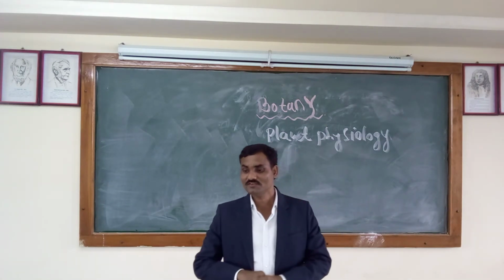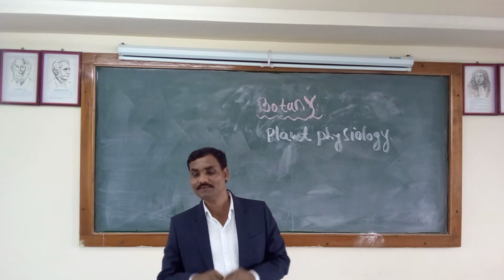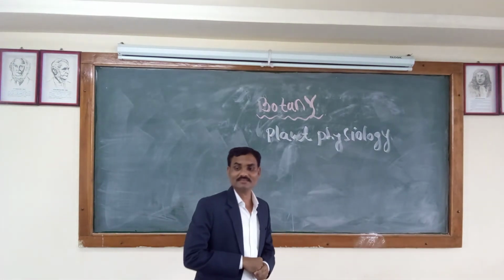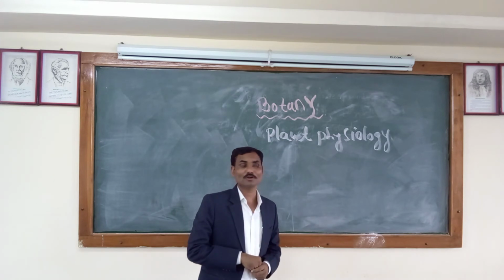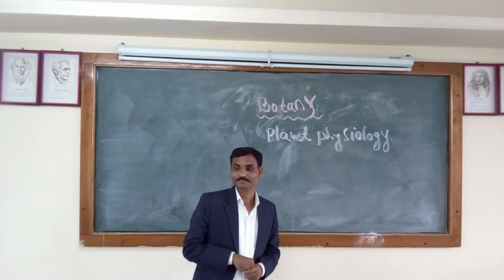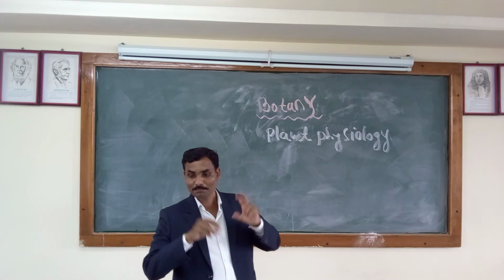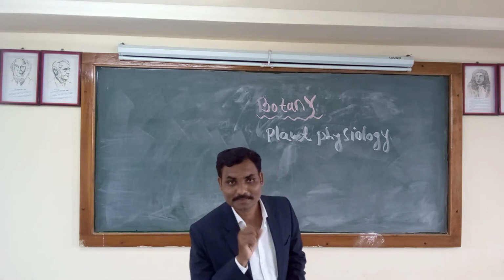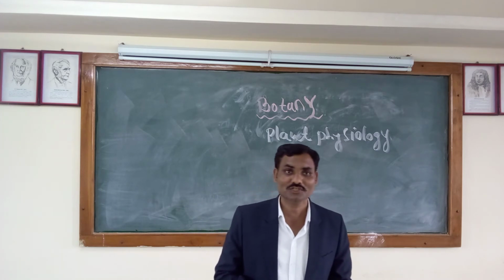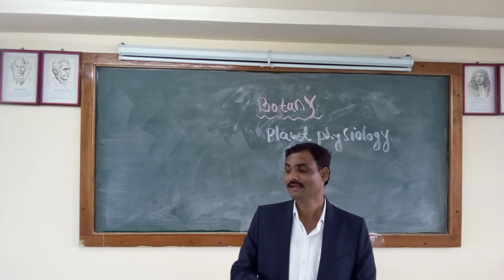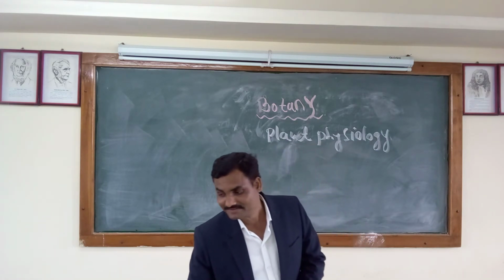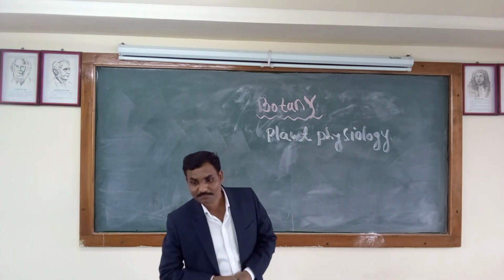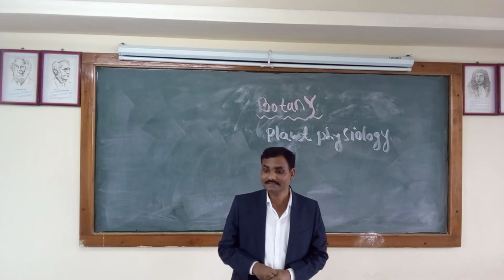Then photosynthesis nourishes the entire living kingdom. Green plants utilize less than 1% of sunlight for the production of food. There are two types of plants in nature. First is C3 plants. My dear students, listen very carefully. Then C4 plants. Then what is the difference between C3 plants and C4 plants?